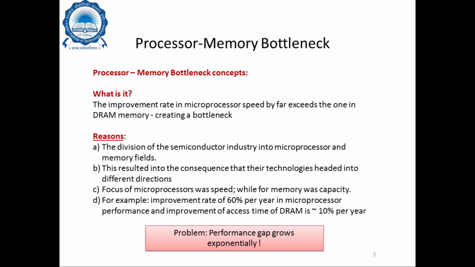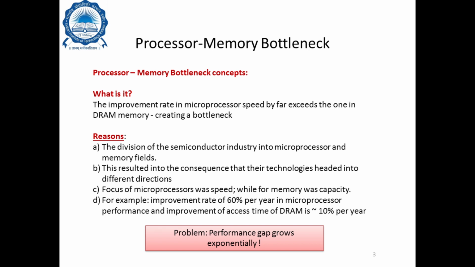The focus of the microprocessors was always on speed, while the focus of the memory was always on capacity, that is, how much data we can store inside a particular device. That was never the focus for microprocessors, because we were always focusing on how fast we can make a microprocessor work. So you see that the objective was totally different. One was focusing on speed, the second on capacity.